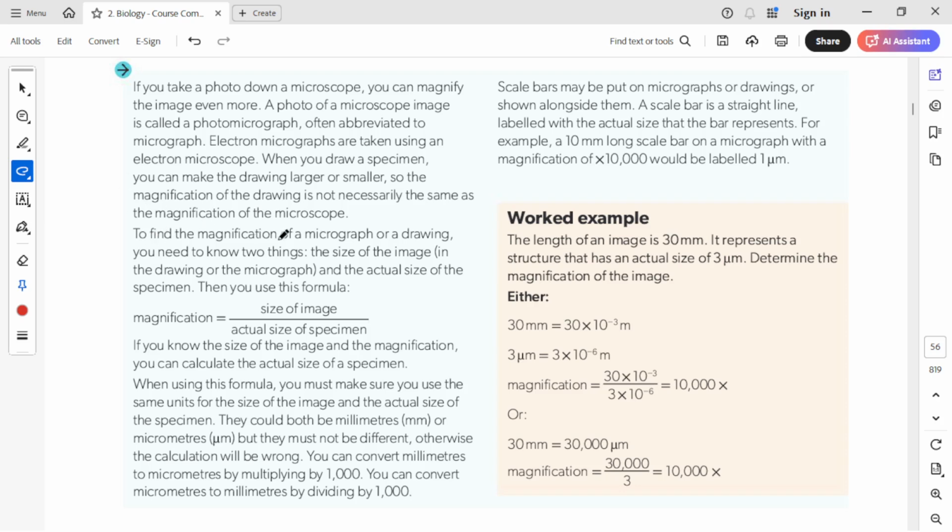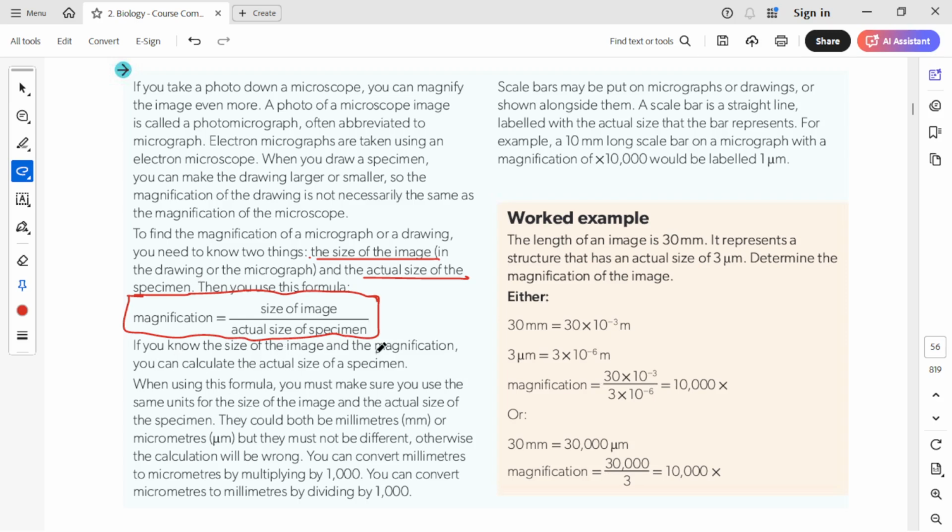Now, to find the magnification of a micrograph or drawing, you need to know two things. So what are the two things that you need to know? The size of the image in the drawing or micrograph and the actual size of the specimen. So this is the formula. This is really important. Many questions have come in your examination based on this particular formula. So do remember this formula. What does it say? Magnification is equal to size of image, so what is the size of the image after magnification that you are seeing, divided by actual size of the specimen. So with these two things, you can find out the magnification, actually how many times the actual specimen has been magnified.